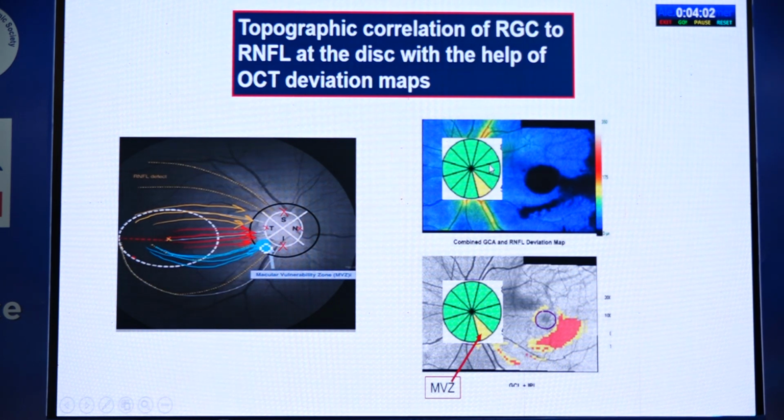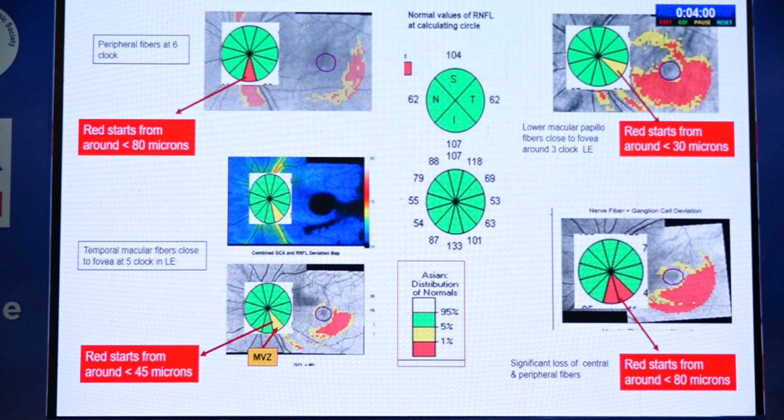So on the basis of these findings, what we understand is, whenever you look at the nerve fiber layer thickness around the optic disc, it falls into the red zone only when the thickness falls to 80 microns in the inferior and superior quadrants, while in the temporal and nasal parts the red starts only when the thickness falls below 45 microns, and the papillomacular bundle falls into the red only if it falls below 30 microns.